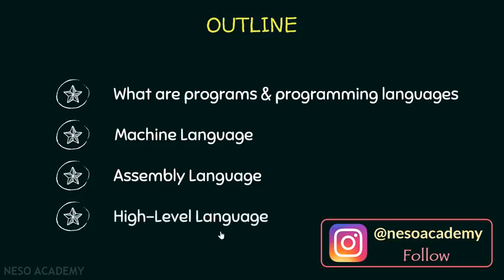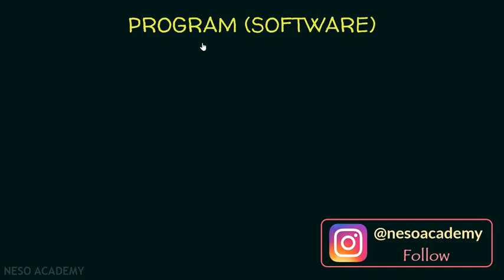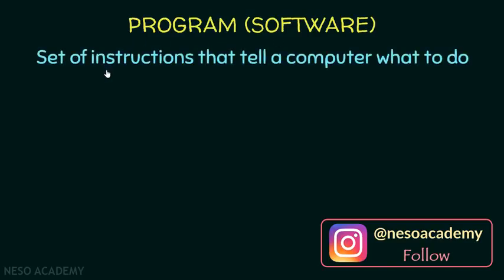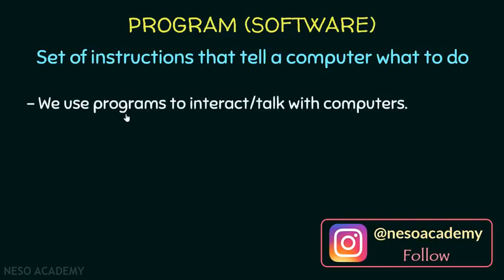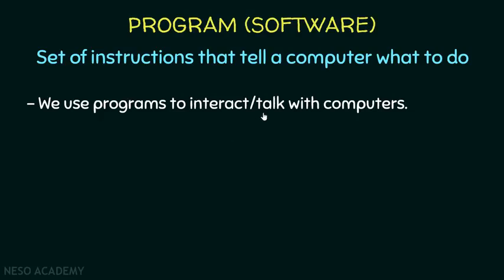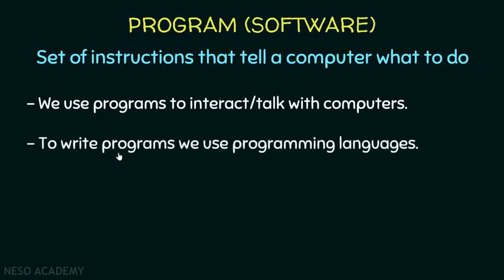Alright? So first of all, let's define a program, which is also called software. It's basically a set of instructions that tell a computer what to do. So we use programs to interact or to talk with computers, okay? In order to tell a computer to do something, we should use a program, okay? And to write programs, we use programming languages.